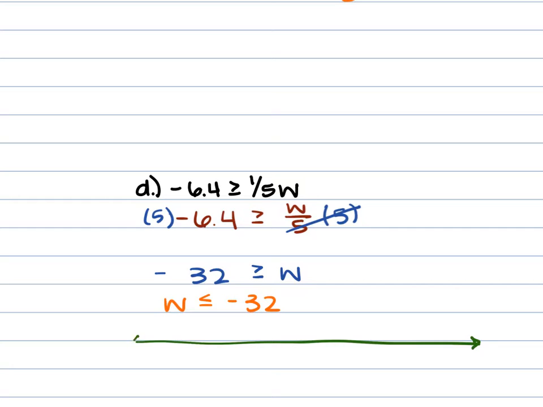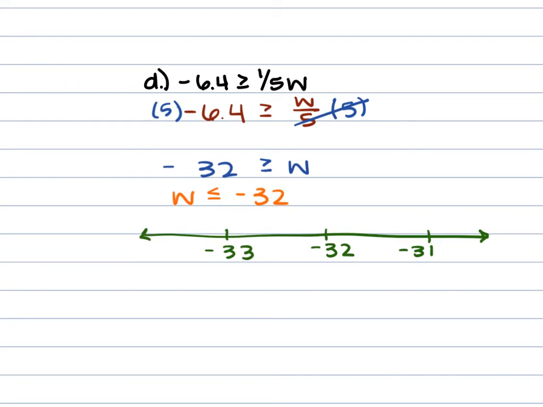On our number line, we're going to have that negative 32, that negative 31, and that negative 33. So we are going to have a closed circle on that negative 32. Since our variable comes first in our final inequality, we are going to point our line to the left because our sign points to the left.